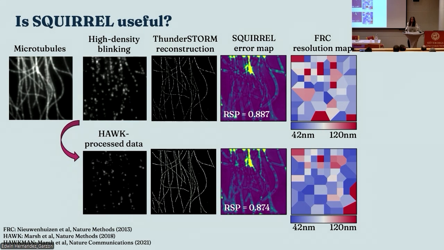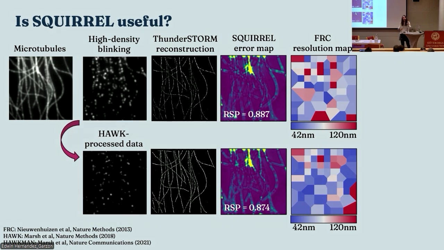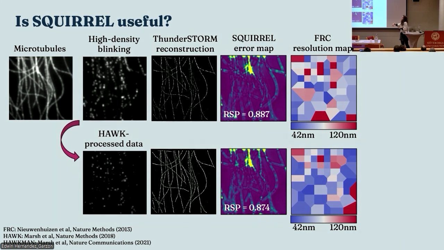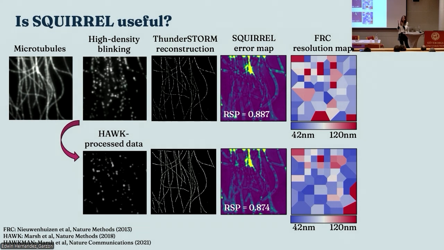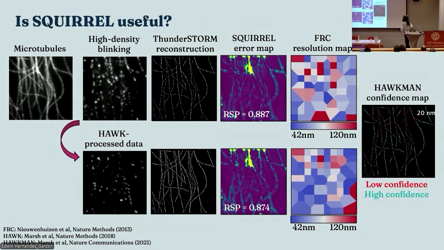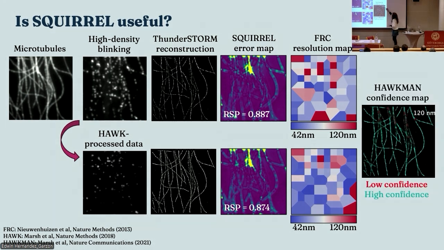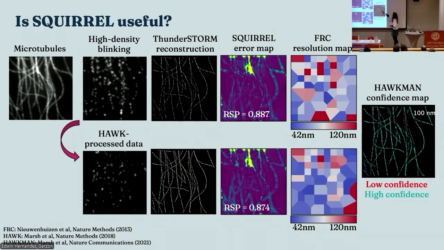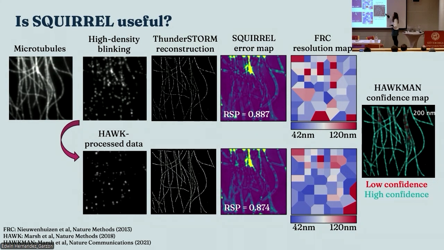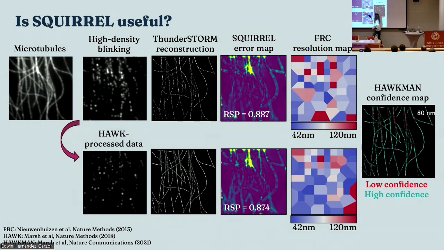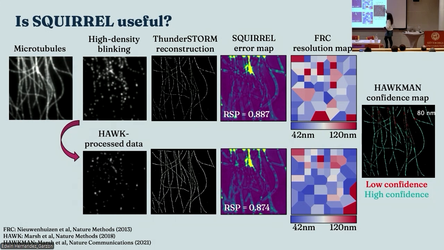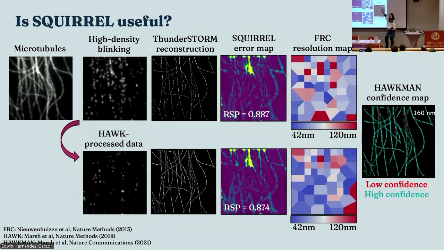Susan's lab also developed this method called Hawkman, which tries to actually look at how well things match between unHawk processed and processed data on different length scales. So how confident are you on different length scales? And this is a technique called Hawkman. So here we're increasing the length scale on which we're looking. At 20 nanometers resolution, nothing really agrees, and it gets more confident of how similar these two images are around maybe 80 to 100 nanometers.